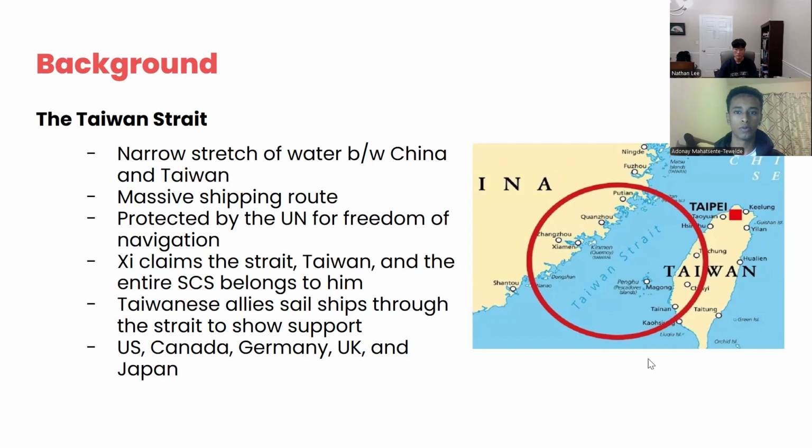Taiwanese allies pretty much show support, which is going to be relevant for this topic, by sailing ships through. The US has done it consistently, Japan has done it consistently, and greater amounts of US allies are just doing it right now. So, for example, the US, Canada, Germany, the UK, and it's basically just a perceptual stance that tells Xi that they do not respect his authority in the region, nor do they allow for greater amounts of Chinese aggression.